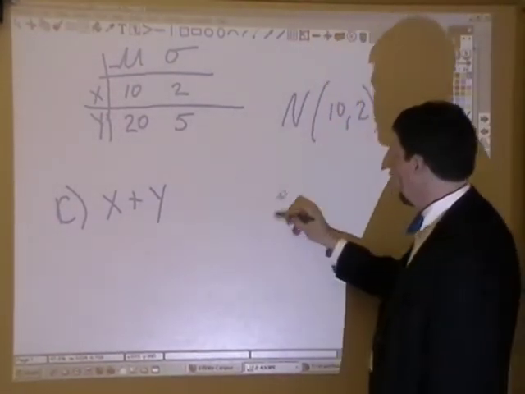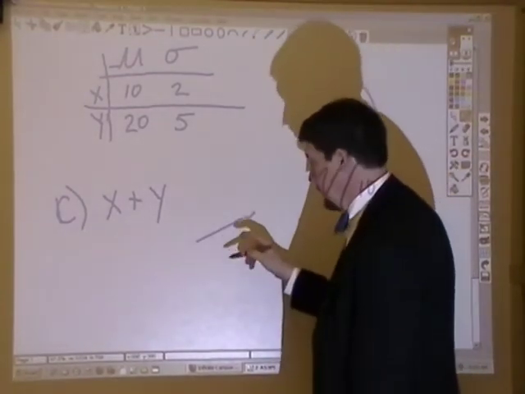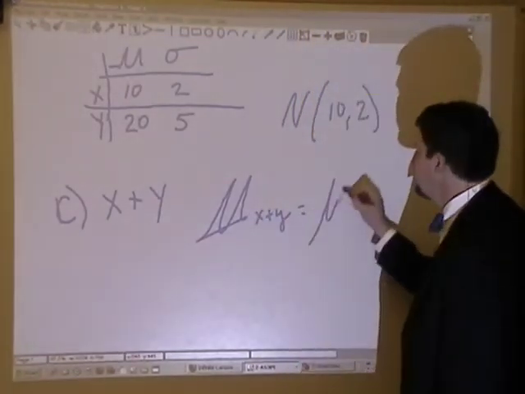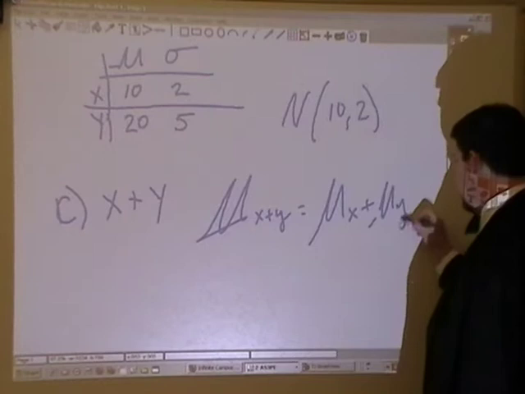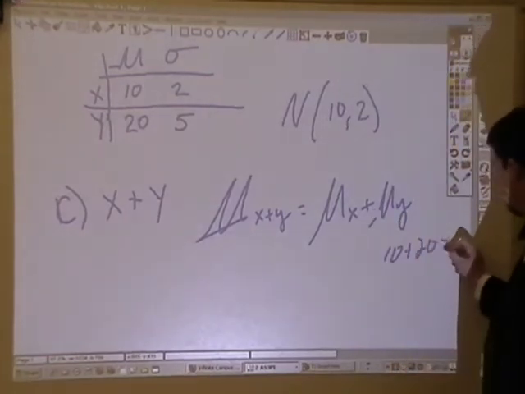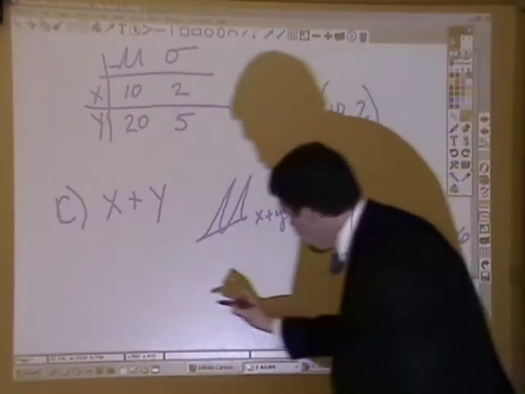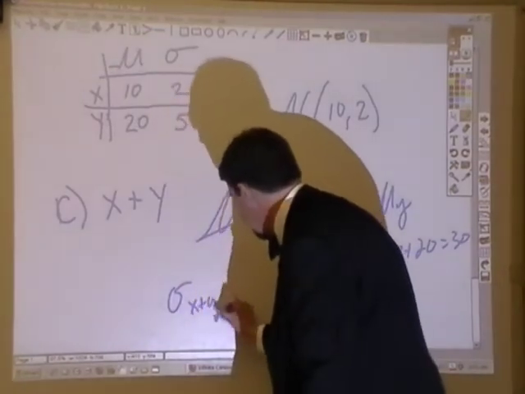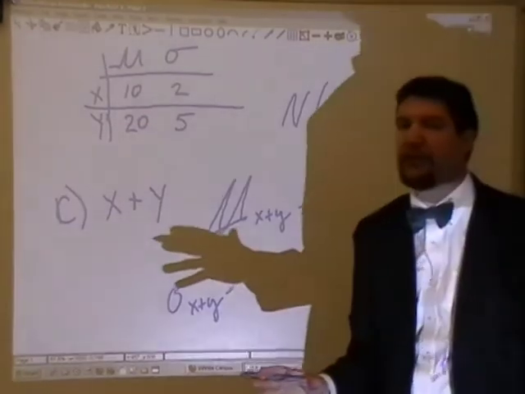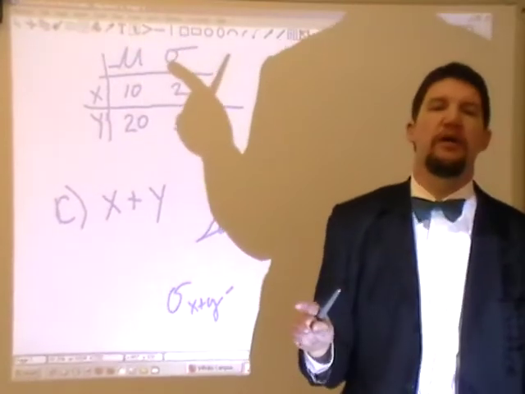Really, what we're starting off with is, I want to find the mean of x plus y, which is the mean of x plus the mean of y. I can combine the distributions. So this is 10 plus 20, which is 30. Okay, fine. Now we're going to do the standard deviation of x plus y. And what we said with the standard deviation is that I cannot combine standard deviations because that last step of square root screws everything up.